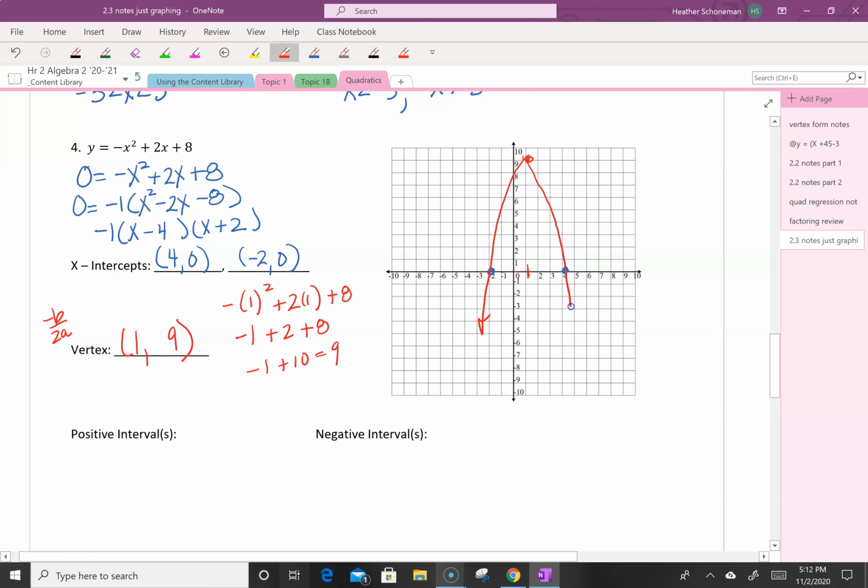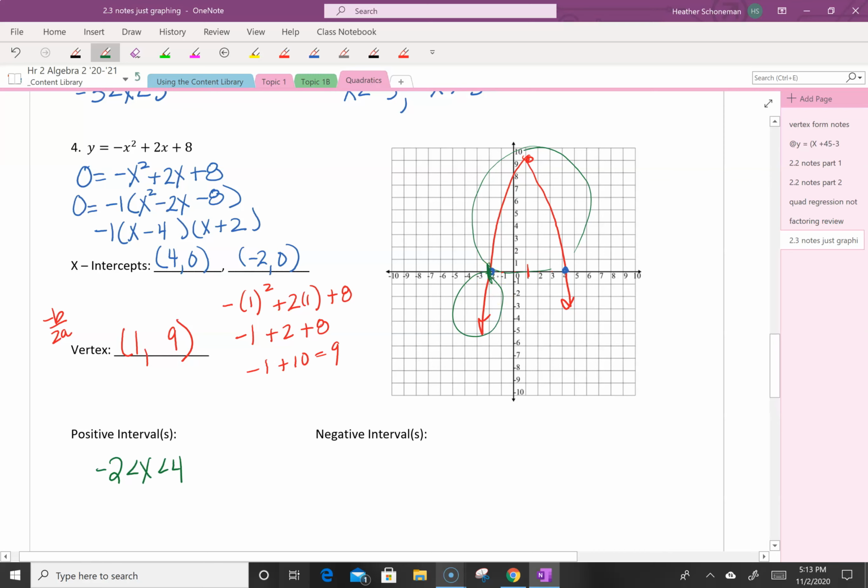And here's my parabola. Okay, positive interval is everything that's above the x-axis, and we read it off the x-axis. So it goes from negative 2 to 4, and when it's a compound inequality, you put the x in the middle, smaller number on the left, bigger number on the right.